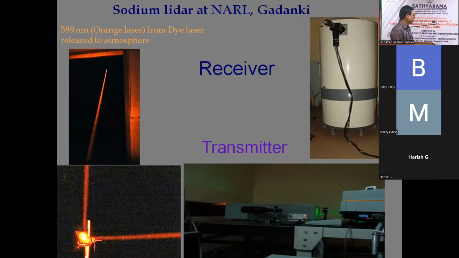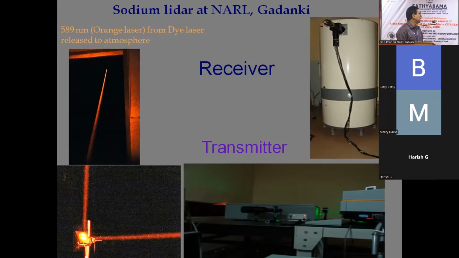This orange beam is expanded by 10 times, and it is sent into the atmosphere using a steering mirror at an inclination of 45 degrees. The sodium lidar beam is sent into the atmosphere in this way. Whenever it enters the atmosphere, as I said, it interacts with the sodium atoms, which are available in the 80 to 110 kilometer region, and they resonate and photons are released.